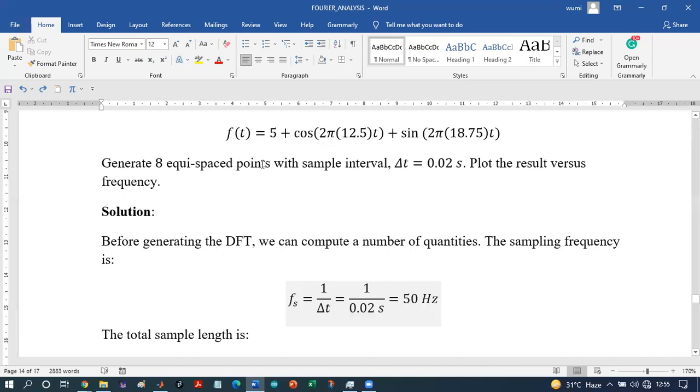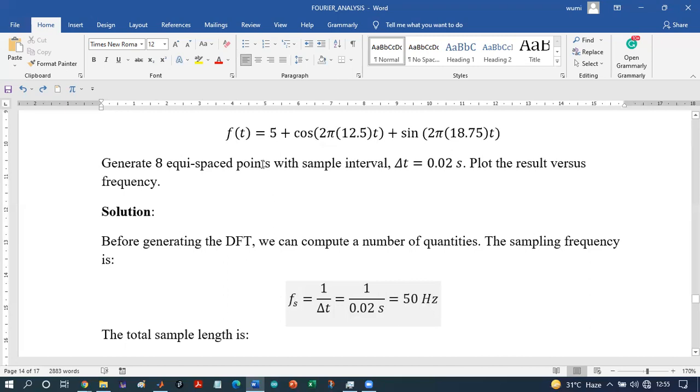and with a sample interval of 0.02 seconds. So between these equally spaced points, the sample interval is equal to 0.02 seconds. So all of this is equal to 0.02 seconds. So this is what we are given in the question.